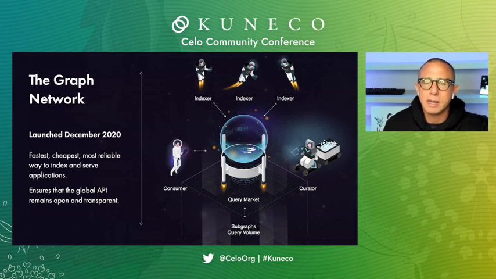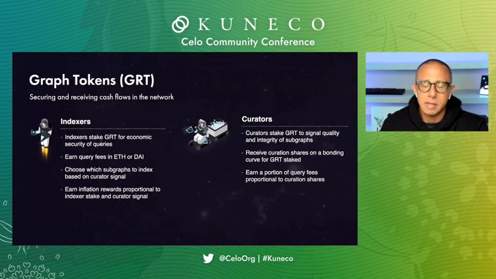The way the protocol works, The Graph network allows for different levels and different types of participation. You have your indexers, your curators, and your subgraph developers, and they all are doing their own part to build out and make sure the system is working properly. The mechanism that enforces this is GRT, or the graph tokens. There are two main ways to secure and receive cash flows in the network: one as an indexer and one as a curator.